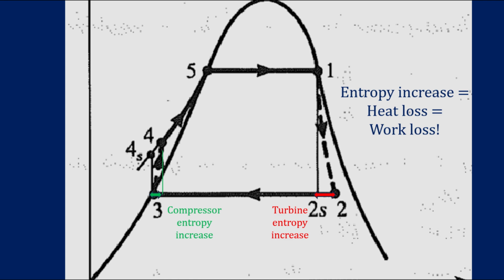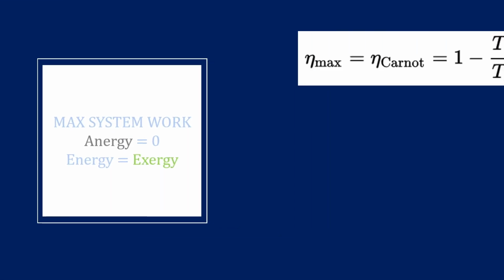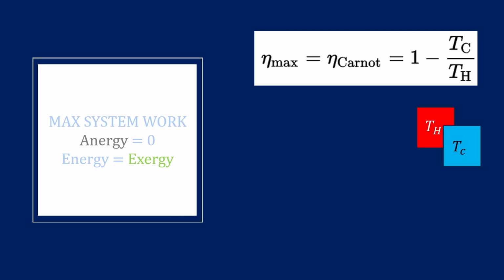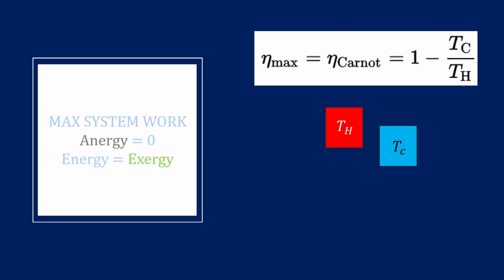The second law also sets the ultimate ceiling on performance, max system exergy, through the Carnot efficiency, which depends on only the temperature ratio between hot and cold reservoirs and shows that perfect efficiency through maximum exergy is fundamentally impossible.